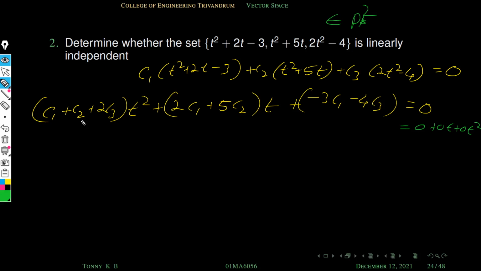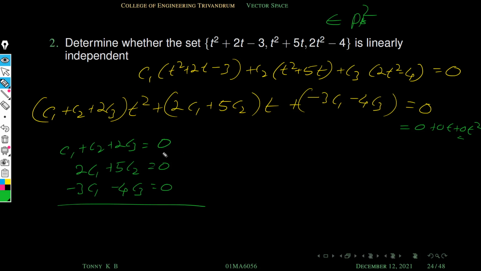What is the coefficient of t square? That is C1 plus C2 plus 2C3. And what about the coefficient of t square in our RHS? That is 0. So now you have one system of equations containing three equations. That is a linear system of equations, and we know how to solve a system of linear equations.